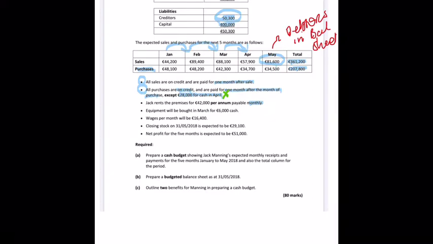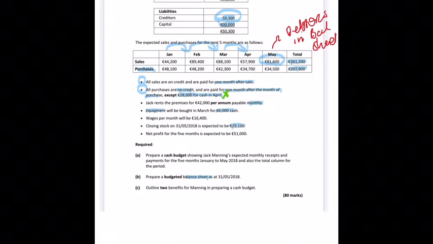Equipment will be bought in March for €6,000 cash, so you'll have to put that into March. However, you also need to remember that equipment is a fixed asset. So when you're doing your balance sheet, you need to make sure that you're including that new piece of equipment. Wages per month will be €16,400, that's going into each month. And closing stock at the end of the year is expected to be €29,100. Why are they telling us that? They're telling us that for the balance sheet, so that will go into your current assets in the balance sheet. I'll just write that there beside it.